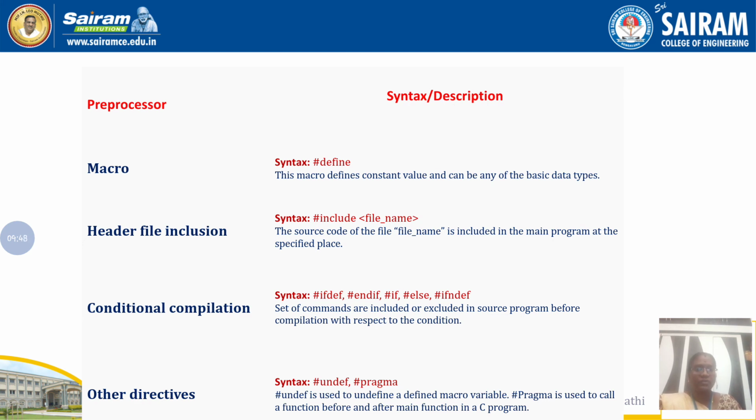So these are some examples of compiler controlled directives. Apart from that, we have some more directives called pragma. Pragma is used to call a function before and after the main function in a C program. That is a different thing, and we will see it in the next slides one by one. So as of now, we have studied the definitions of preprocessor, seen some examples, and seen the classifications of preprocessor. In the next video, we are going to see the categories of preprocessors one by one. Hope you understand this topic. I will catch you in the next video.